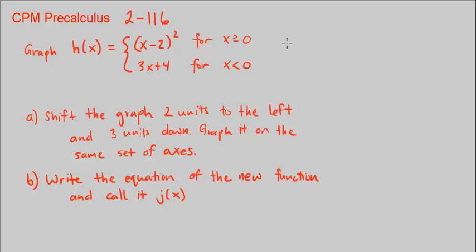This is CPM Precalculus Chapter 2, number 116. So here we're asked to first graph h of x, which is a piecewise defined function. The first piece is defined for x greater than or equal to 0. The second piece is defined for x less than 0. So you see the transition happening at x equals 0.